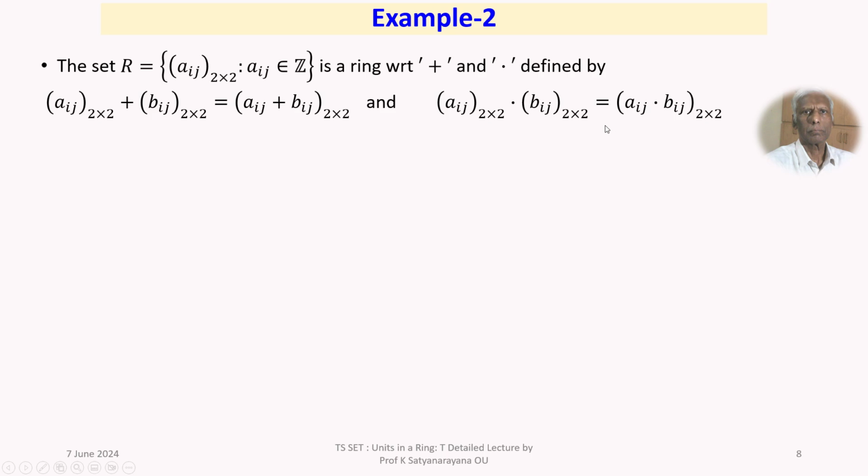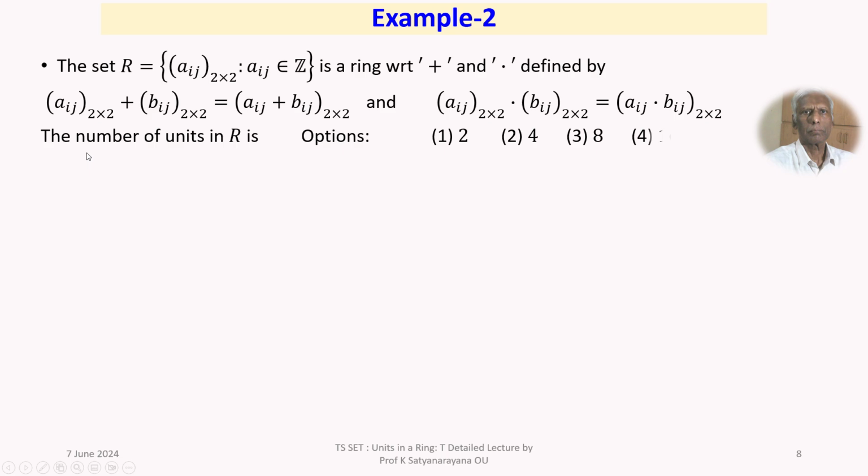That means A11 B11, second element A12 B12, A21 B21, A22 B22. That is the multiplication. Under this, it forms a ring. It's a commutative ring, because the commutativity also comes here, because it's not the matrix multiplication, mind you. So, a commutative ring with unity.